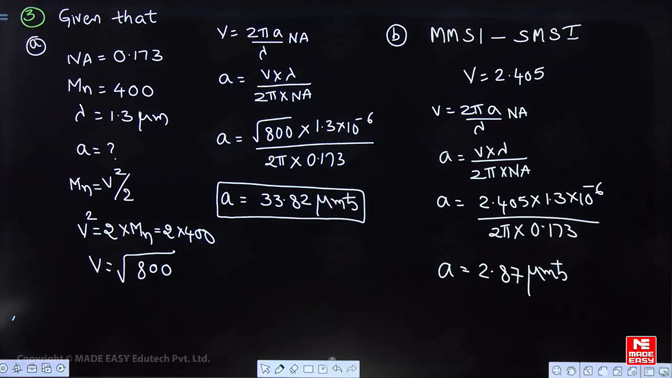The core diameter of the fiber is 15 micrometers and operating at the wavelength of 820 nanometers. Yeah, please solve the question, all of you.